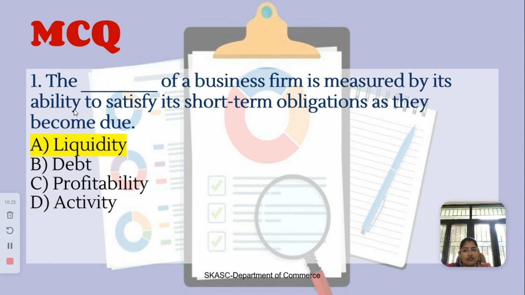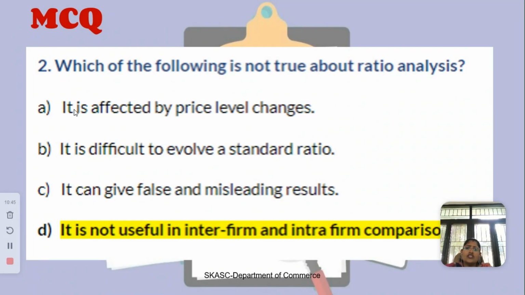So the first MCQ, the business firm is measured by the ability to satisfy its short-term obligations as they become due. Through which ratio? Liquidity. Okay, so through the liquidity, a business firm is measured by its ability. You are able to meet your short-term obligations. How do you know? Liquidity ratio helps. Perfect.